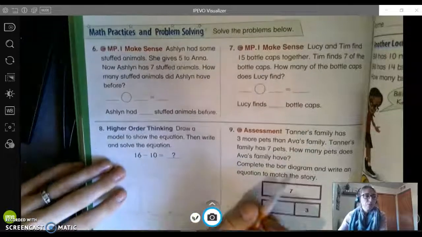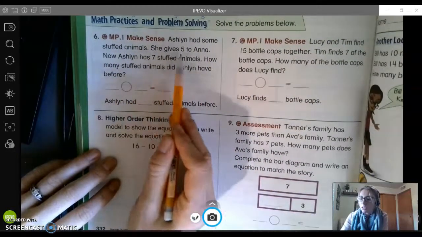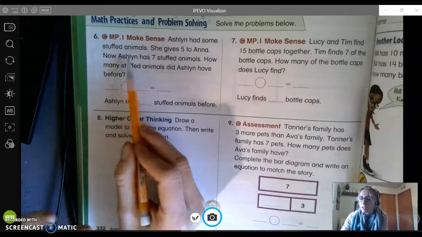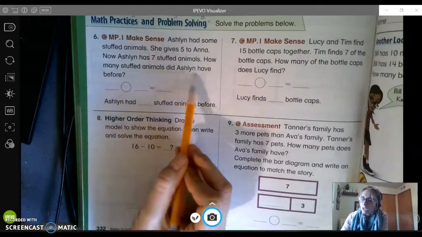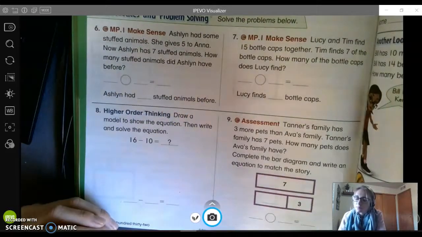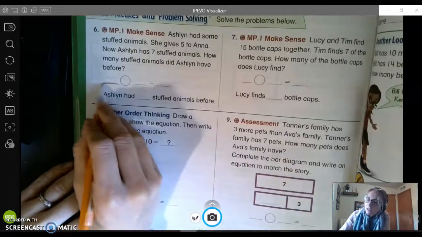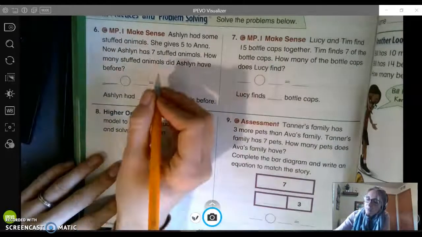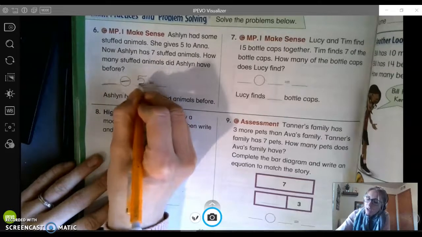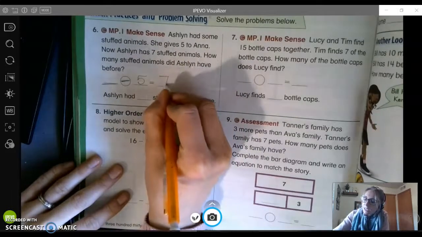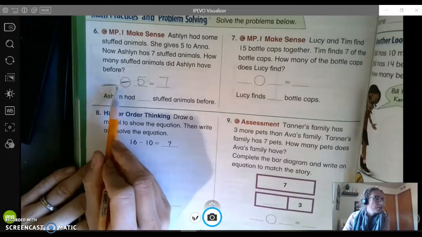So for this first word problem, Ashlyn had some stuffed animals. She gives 5 to Anna. Now Ashlyn has 7 stuffed animals. How many stuffed animals did Ashlyn have before? So this tells me that Ashlyn had some stuffed animals to start. She gave 5 of them away, so this is minus 5. And she had 7 at the end. So we're trying to find the whole.